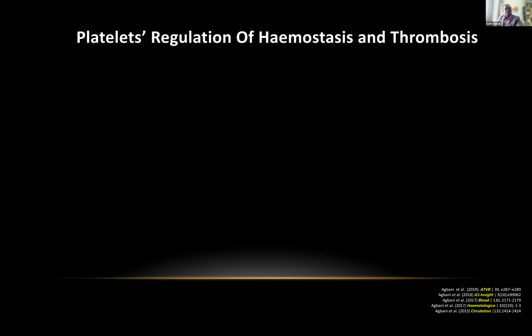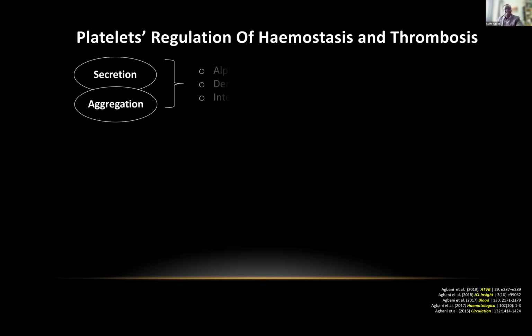Now, in the grand scheme of things, platelet regulation of hemostasis and thrombosis is dependent on three functions of the platelet. First is the ability of the platelets to secrete from their alpha granules procoagulant agonists, and the dense granules also agonists. Then we also have the ability of the platelet to aggregate. We saw that in the formation of the hemostatic plug, primary and secondary. This is mostly driven by integrin alpha 2b beta 3.